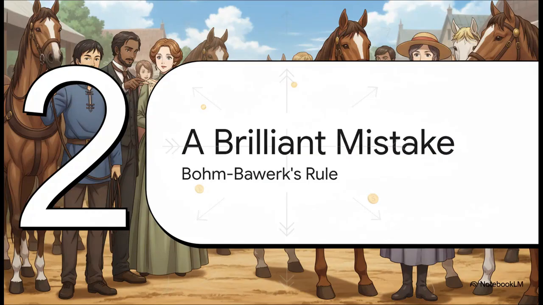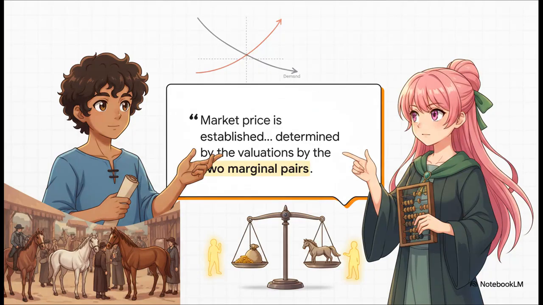Now, Baumgartner used these marginal pairs to come up with a general rule for how any price is determined. It was a really brilliant piece of economic thinking that just so happened to have one tiny but pretty crucial mistake in it. So this was his big conclusion.